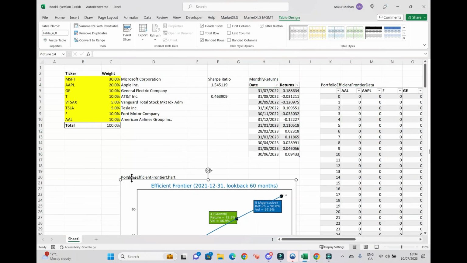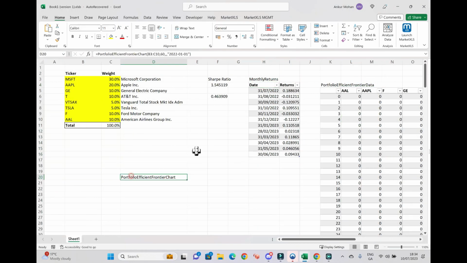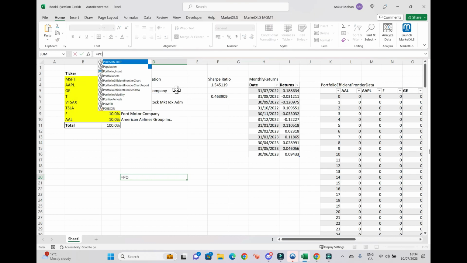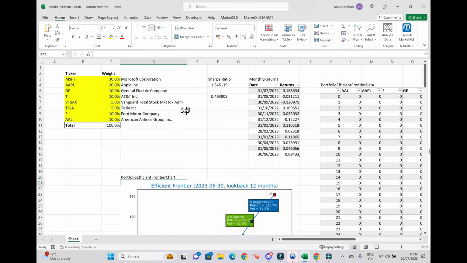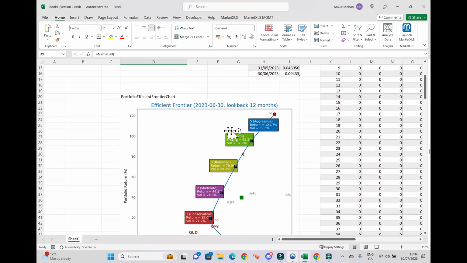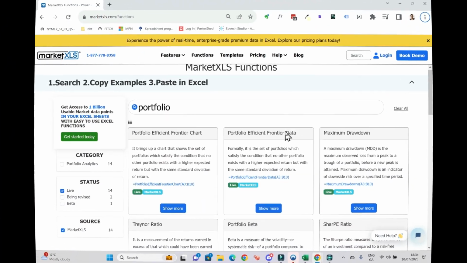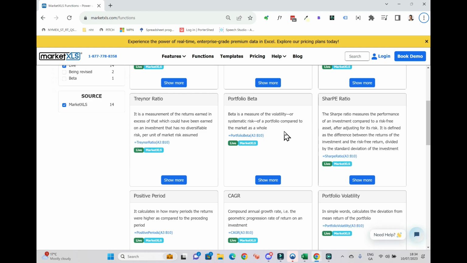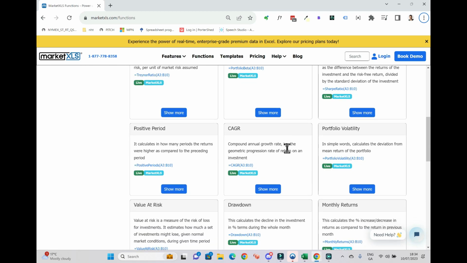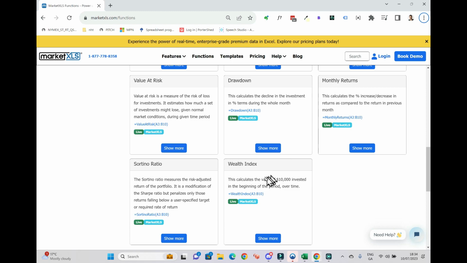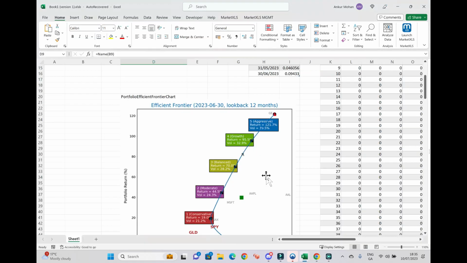Finally, let's take a look at the portfolio efficient frontier chart function. This tool generates a graph showing the set of portfolios that satisfy the condition of having no other portfolio with a higher expected return at the same risk level. The formula is equals portfolio efficient frontier chart, portfolio range. We also provide functions to calculate other important portfolio indicators, such as the maximum drawdown, Treynor ratio, portfolio beta, positive periods, CAGR, portfolio volatility, value at risk, drawdown, and wealth index, among others.